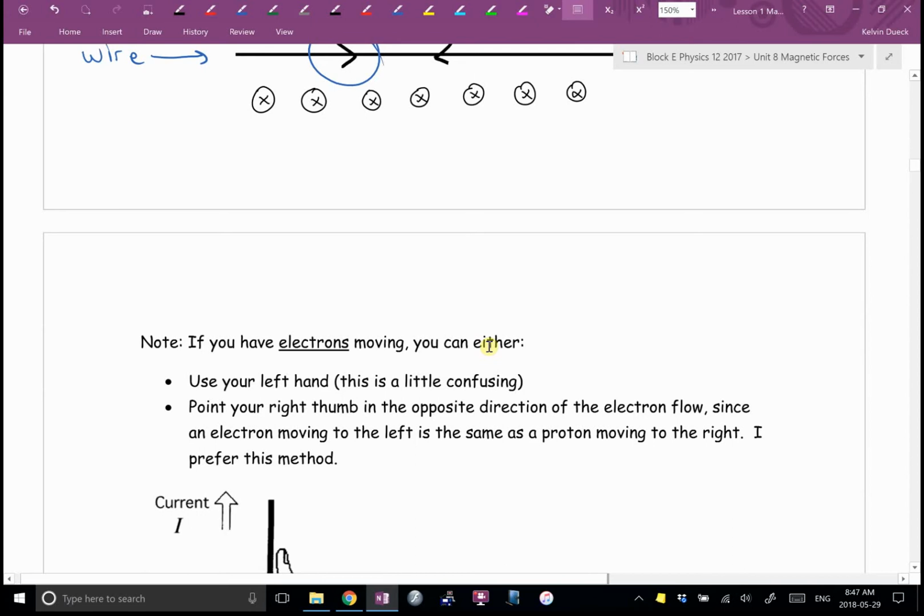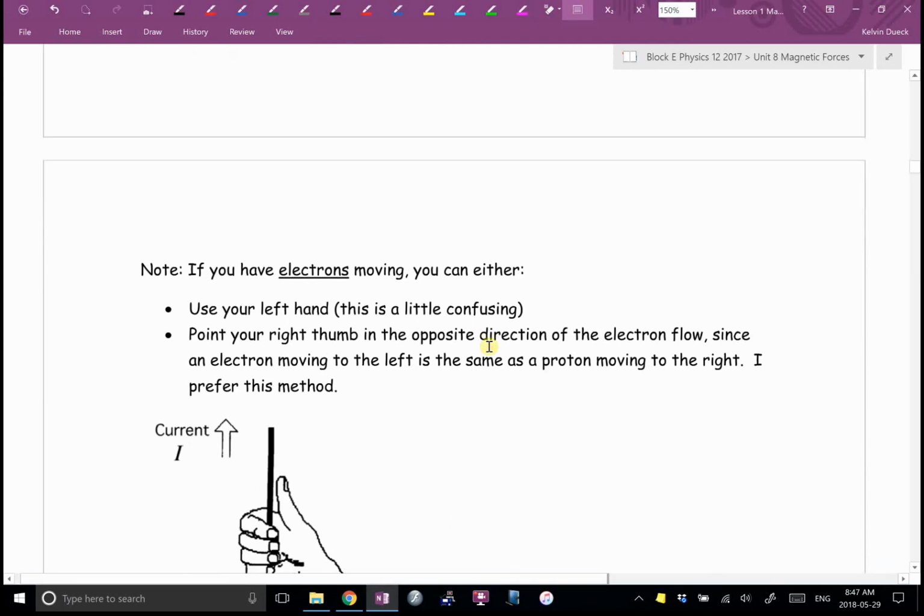Now, this right-hand rule works for positive current. If they're ever asking about electrons, you've got two options. You can either use your left hand. I'm not a fan of that because now you're learning another rule. Or you point your right thumb in the opposite direction that the electrons are moving. An electron moving south is the same as a proton moving north. Electron moving left is the same as a proton moving right. That I find is far easier, and then you're just reinforcing the right-hand rule. Okay? So I prefer this method here.